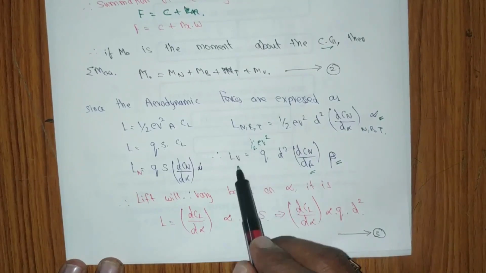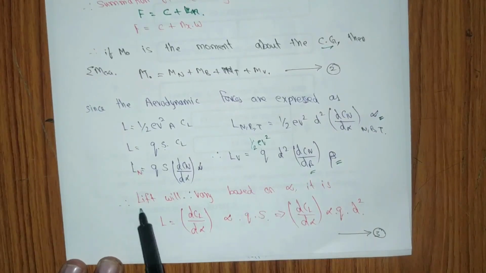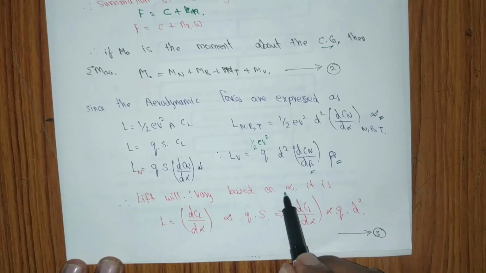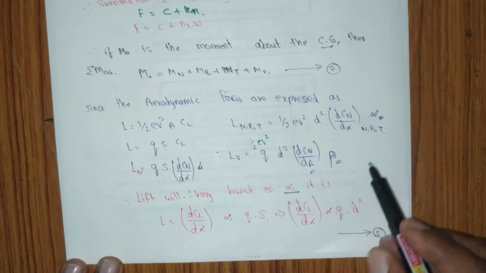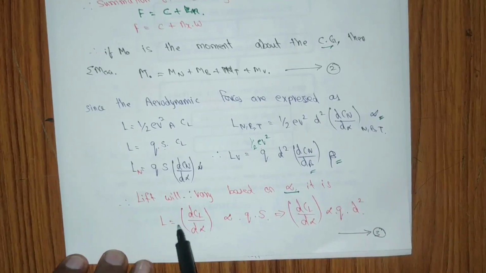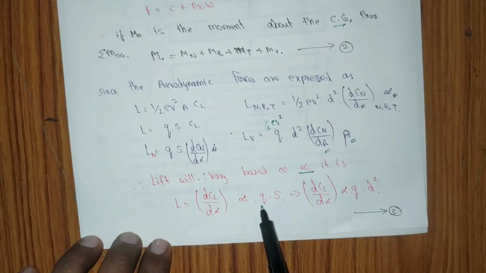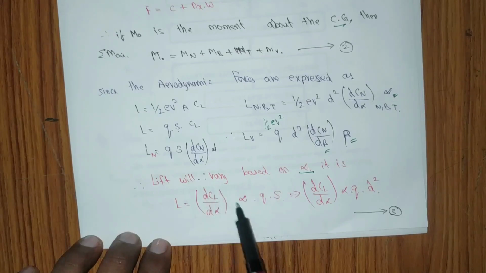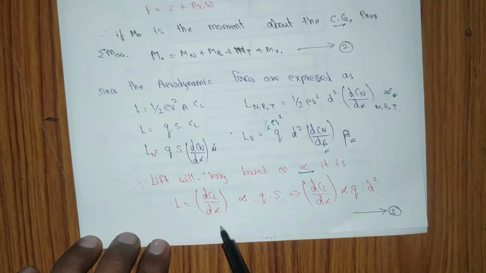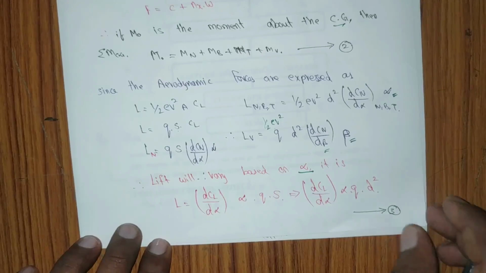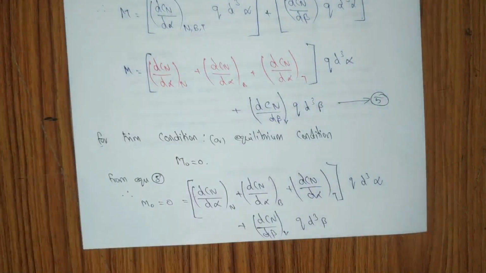So you have the lift in two cases. Lift will vary based on alpha and beta, and we can write it as L equal to Q of rho V infinity S into CL. This is what we are deriving here. CL we are writing as dCl by d alpha into alpha, and for beta, dCl by d beta into beta. So for the lift we are getting this equation, equation number 3.